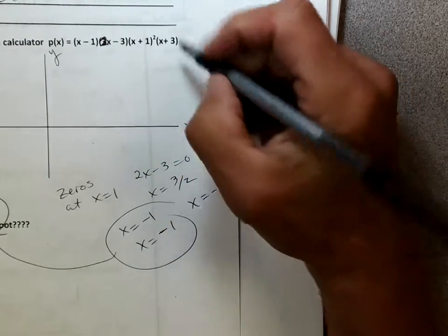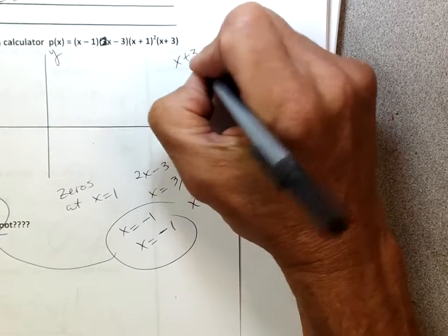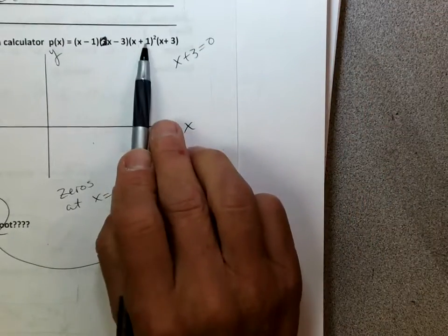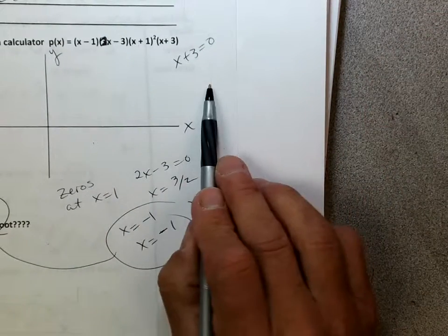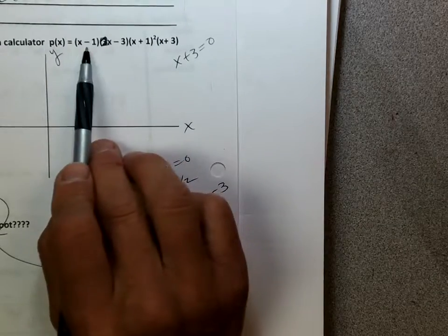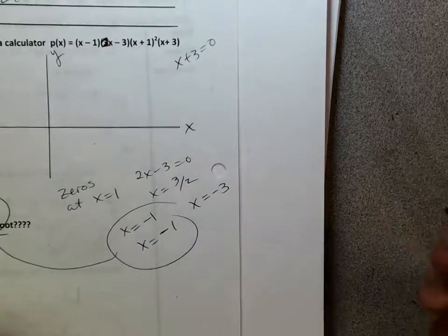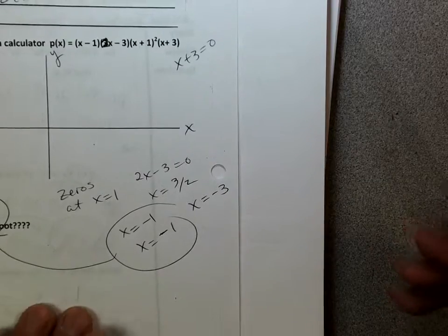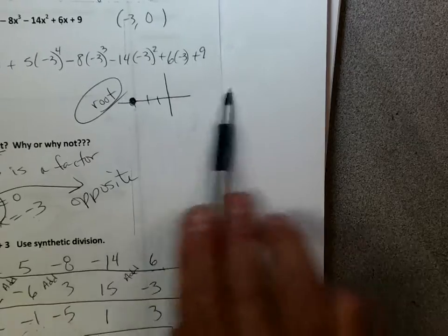The way you can do these, if you're a little confused, is take x plus 3, set it equal to 0, and solve. Take your x plus 1, set it equal to 0, and solve. Take your 2x minus 3, set it equal to 0, and solve. Now, these are zeros, so it's where they cross the x-axis, right?